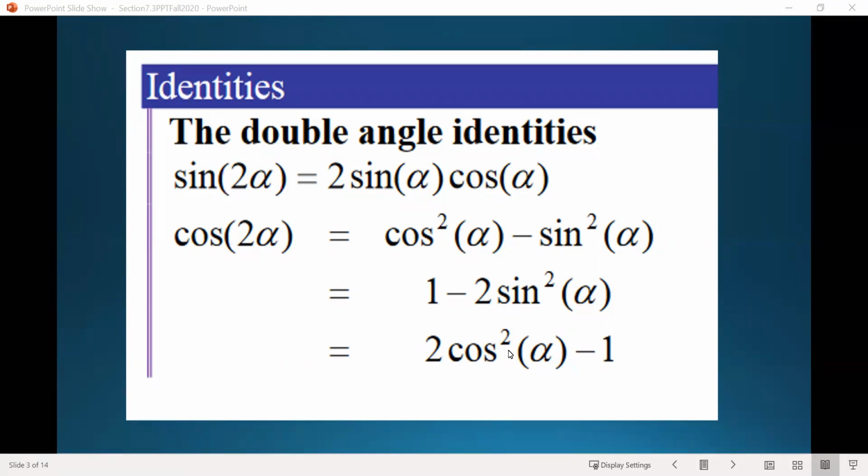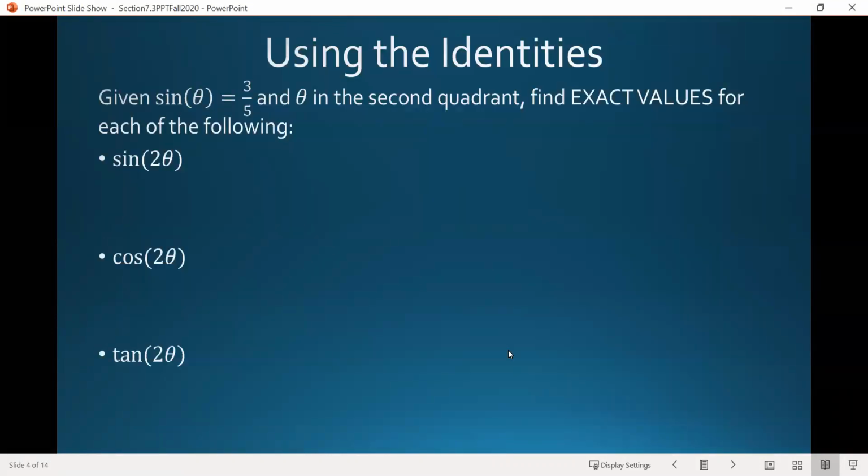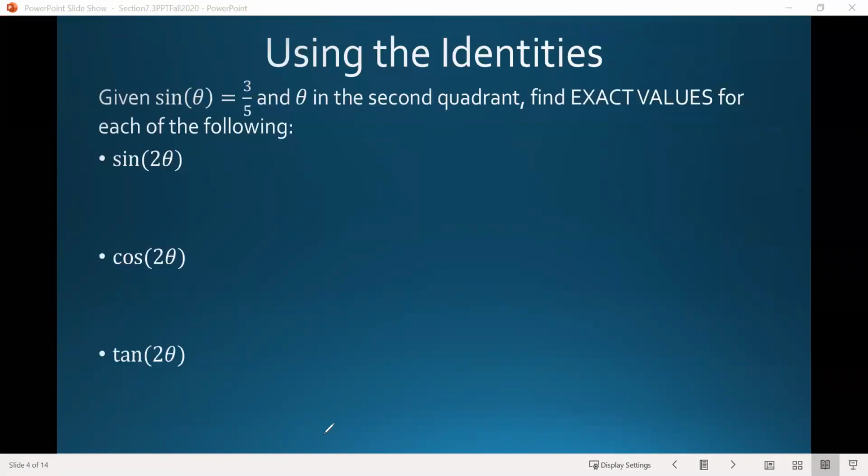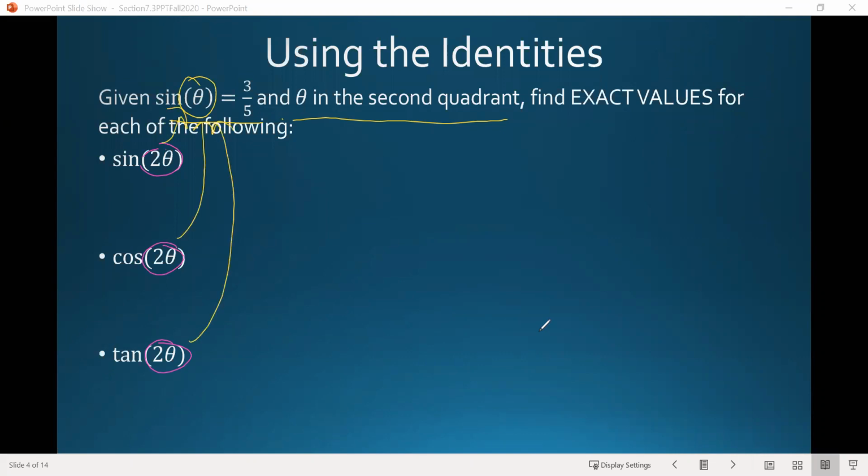And in fact, that will come up here. So notice we're given that sine of theta equals 3/5, and that theta is in the second quadrant. And we're asked to find exact values for each of the following. Notice these are sine of 2 theta, cosine of 2 theta, and tangent of 2 theta. Notice that the angle we're looking for compared to the angle above is double all of those, which leads us to use one of our double angle identities.